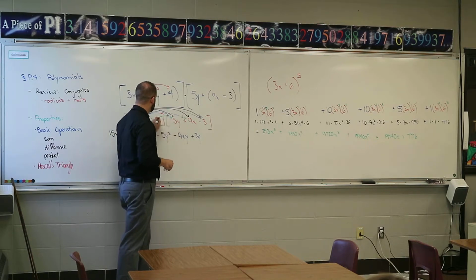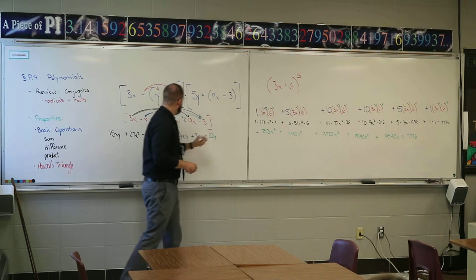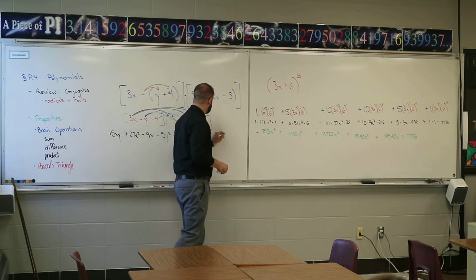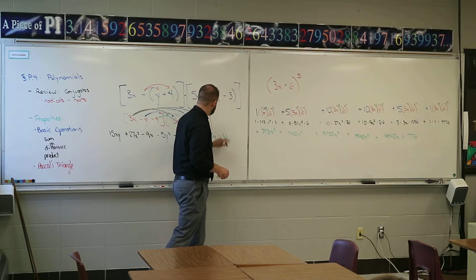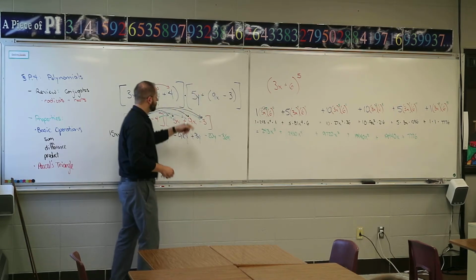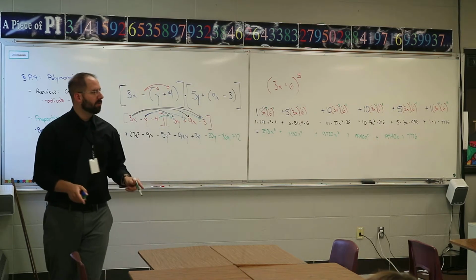So here we go. Now it's getting sloppy, but negative 4 times that is negative 20y. Negative 4 times that is negative 36x, sorry, not y, 36x. And then negative 4 times negative 3 is positive 12. All right. Should we be able to simplify in the end?